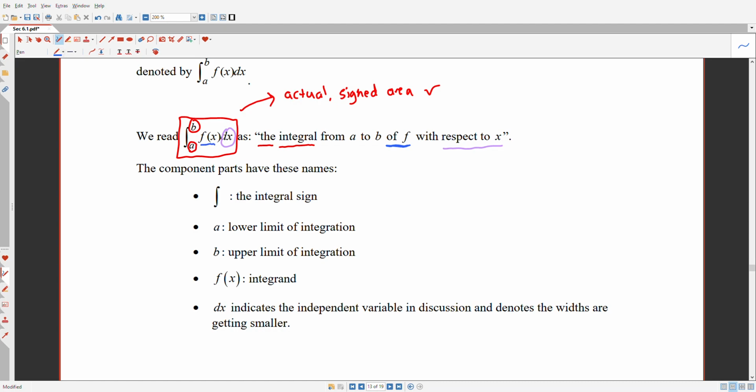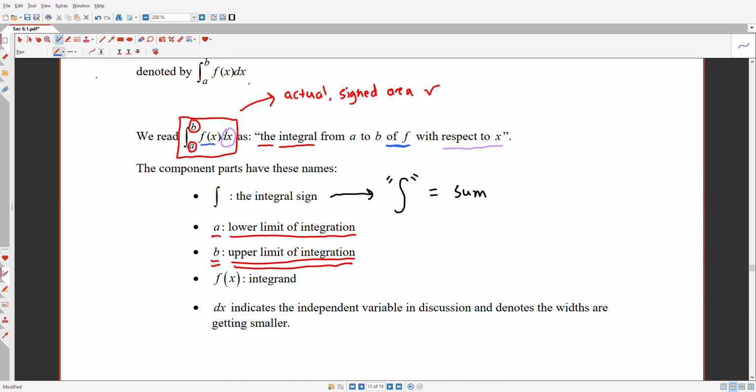So each symbol in this conglomeration has a meaning and has a way of saying it. This capital S thing is called an integral sign, right? And it really is made to look like the letter S, maybe stretched out, because it's supposed to remind us that, hey, this is a limit of sums of areas. The number a, which starts our interval, is called the lower limit of integration. The number b is called the upper limit of integration.